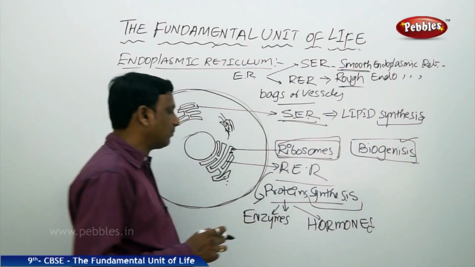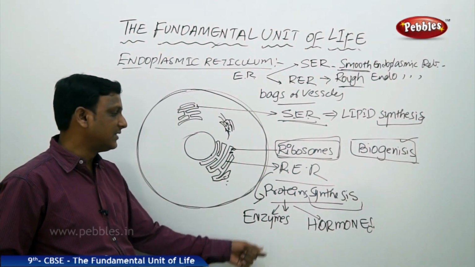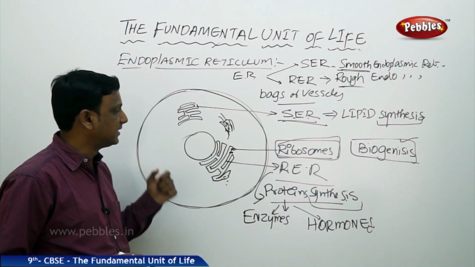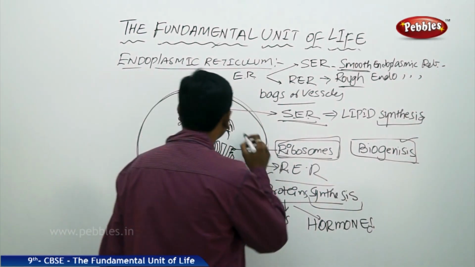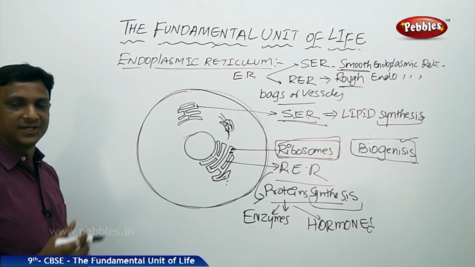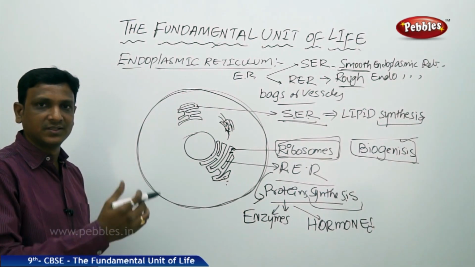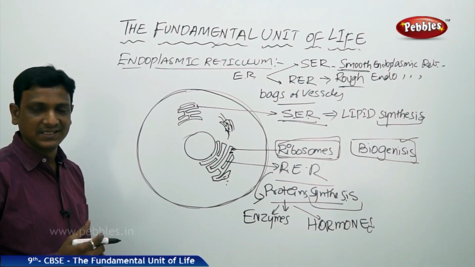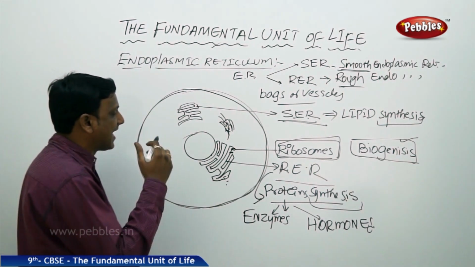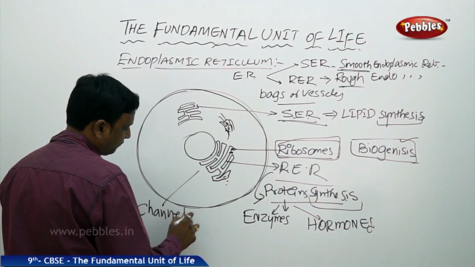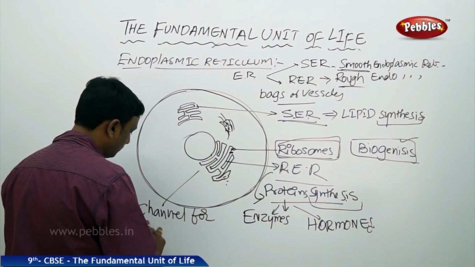So the enzymes and hormones, even chemically, are proteins which are synthesized here. So that is the importance of this endoplasmic reticulum. And what is the other function apart from the synthesis of materials like lipids and proteins? What else does it do? So it acts as a channel for communication.